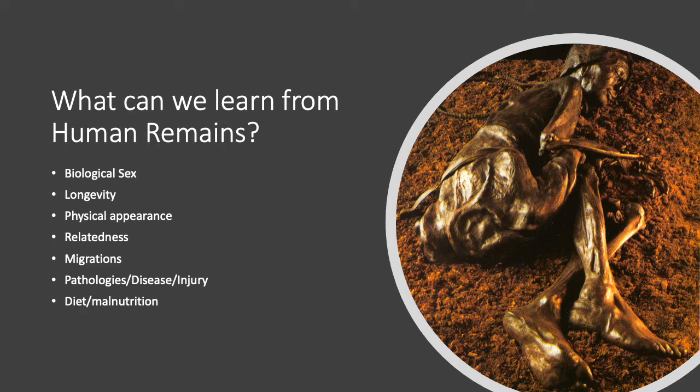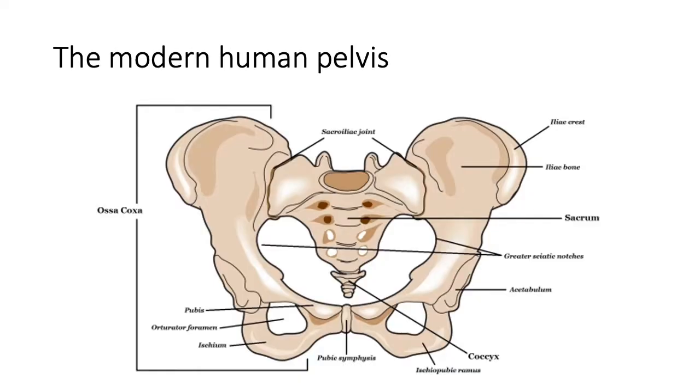You can also look at pathologies, disease and injury, sort of the forensics of the past, if you will, as well as issues of longer term trauma, if you will, to the human body related to things like diet and or malnutrition. So first off, on that list, the modern human pelvis.